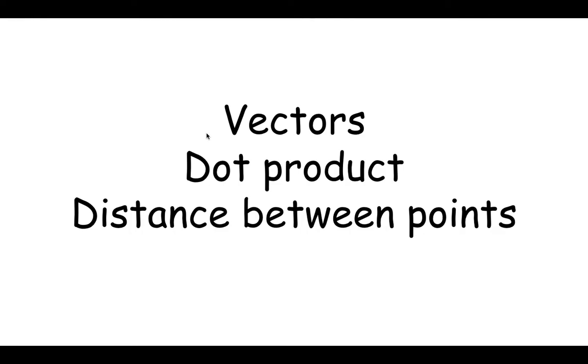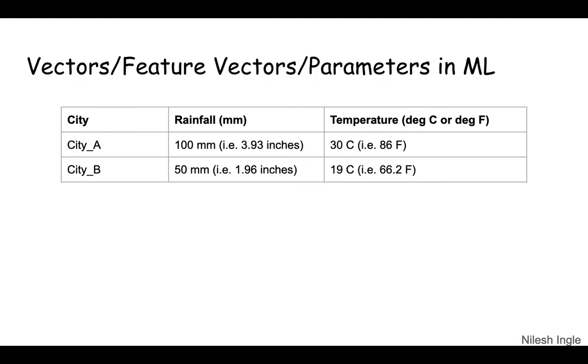Hello and welcome. Today we are going to talk about dot products, vectors, and distances between points. So, what are vectors and how are they used in machine learning? In machine learning, they are called feature vectors or parameters.